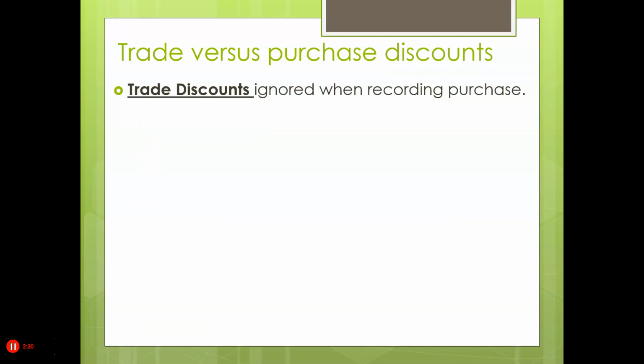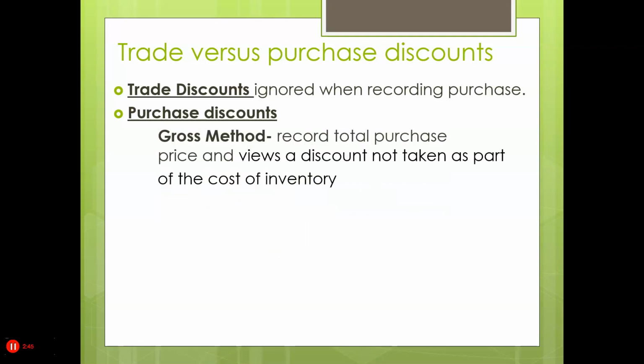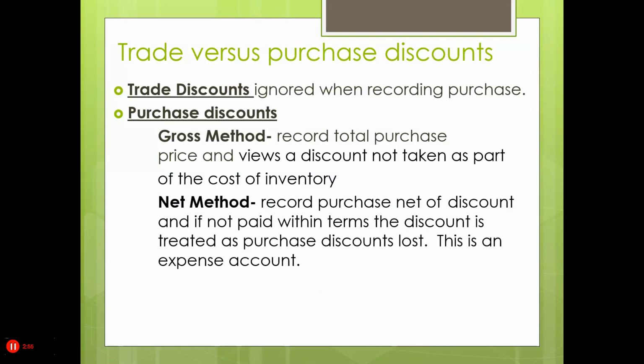Now, trade discounts. Trade discounts are when someone says something costs $100, but if you buy 10 of them, they cost $80. You would record $80. Purchase discounts are different. Purchase discounts, you're rewarded for paying early. So, there are two methods. The gross method, which means we record the total purchase price and view a discount not taken as part of the cost of inventory. Under the net method, you record the net of the discount. And if not paid within terms, the discount is treated as a purchase discount loss, and this is treated as an expense account.